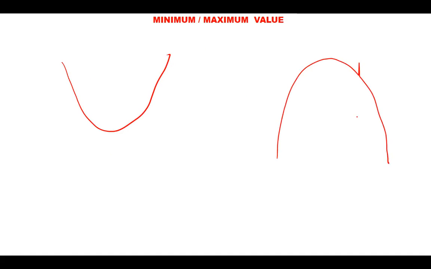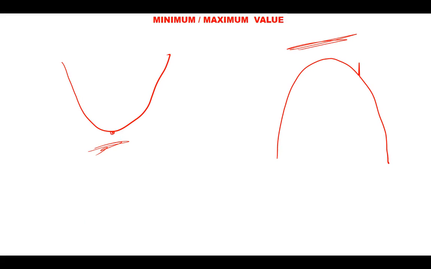Okay, so if they ask you to find the minimum or the maximum value, we know that the curve of a quadratic equation can either come out like this or like that. When it is like this, we say the quadratic equation has a minimum point, if you have something like this one. Then if you have a curve which comes out like this, we say the quadratic equation has a maximum value.